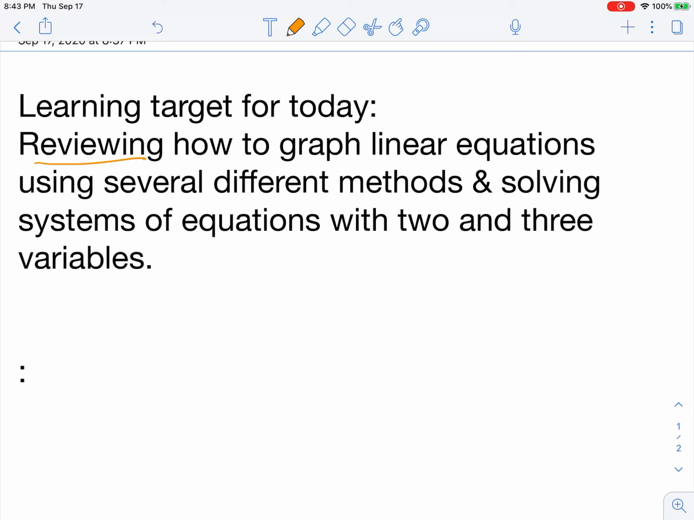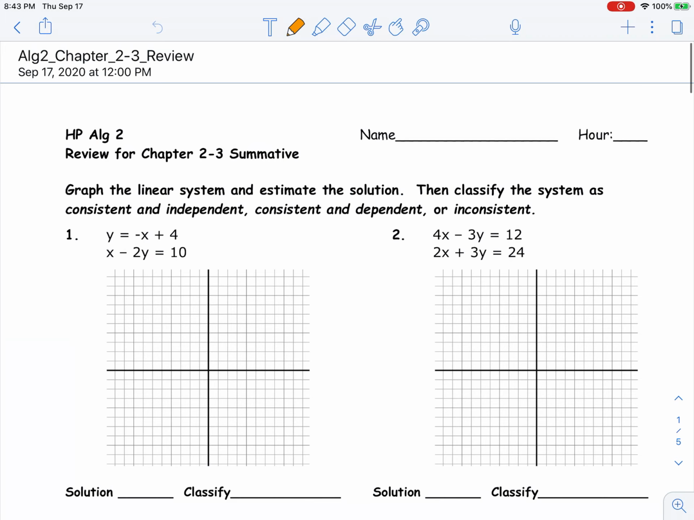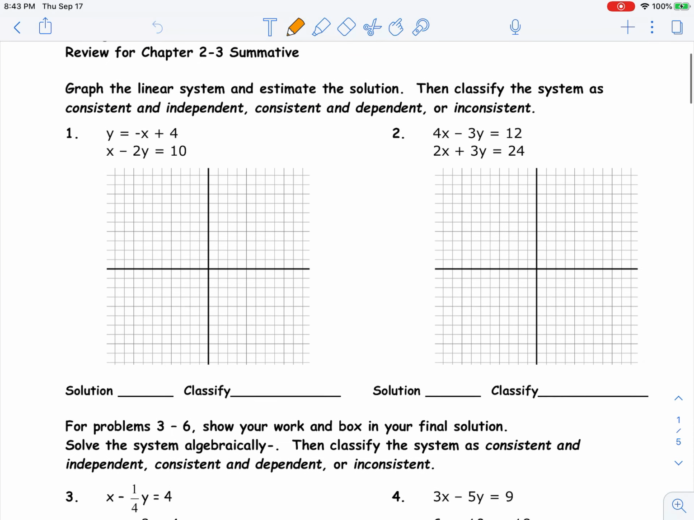We've been graphing linear equations, we've been writing linear equations using several different methods, and then we've been solving systems of equations with 2 and 3 variables. That's what you will be able to do when you get done watching this video, is continue to review on your own how to do each of these ideas. So what I'm suggesting is that we're just going to take some problems off of the review sheet and I'll work through them and kind of talk them over.